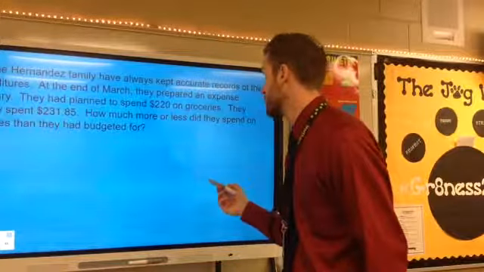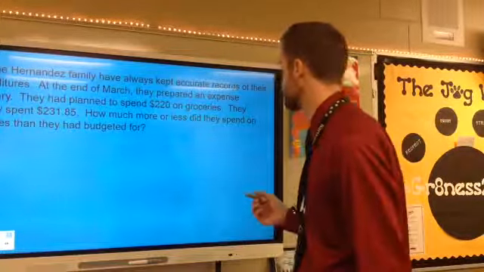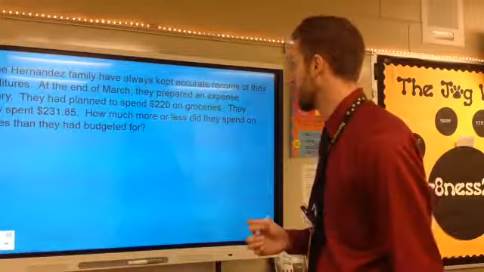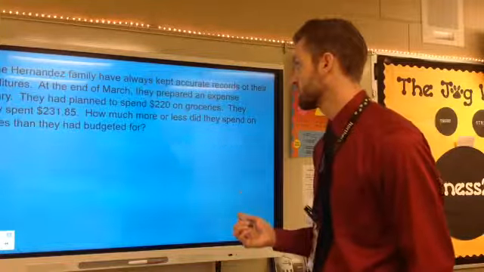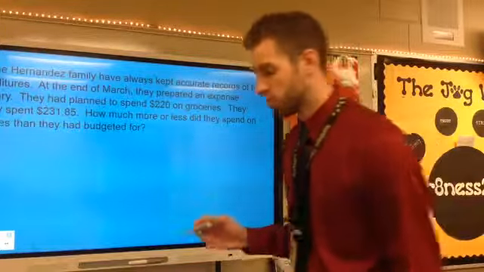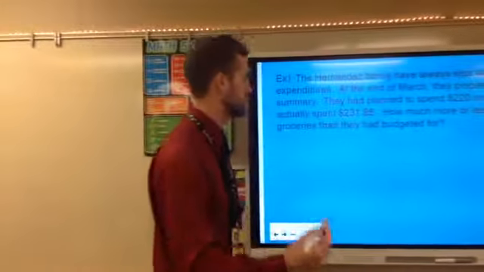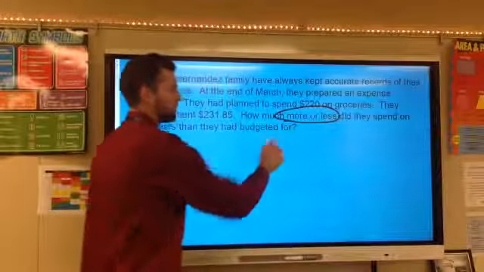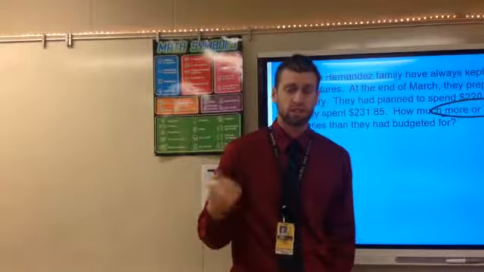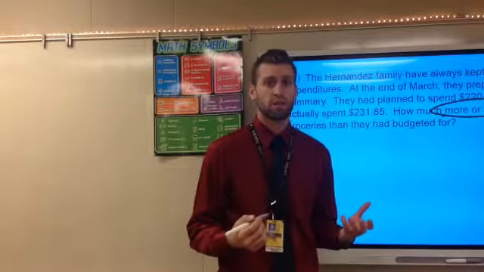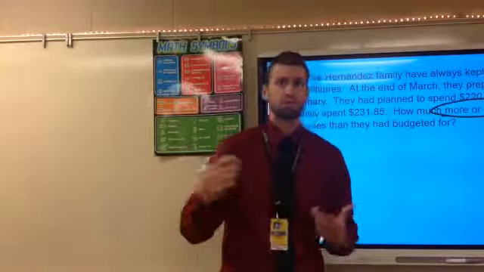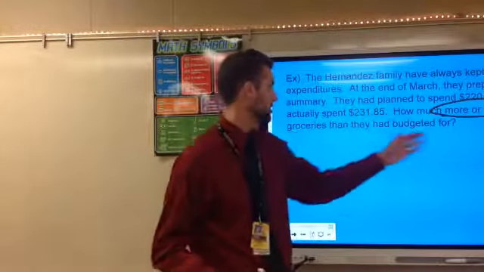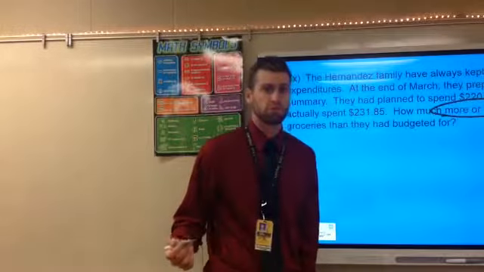They had planned to spend $220 on groceries. They actually spent $231.85. How much more or less did they spend on groceries than they had budgeted for? The key words here, when we're talking about expense summaries and using a budget, are "more or less." That's telling us to compare, and the calculation for that would be a subtraction problem. How much more or less did they spend on groceries than they had budgeted for?